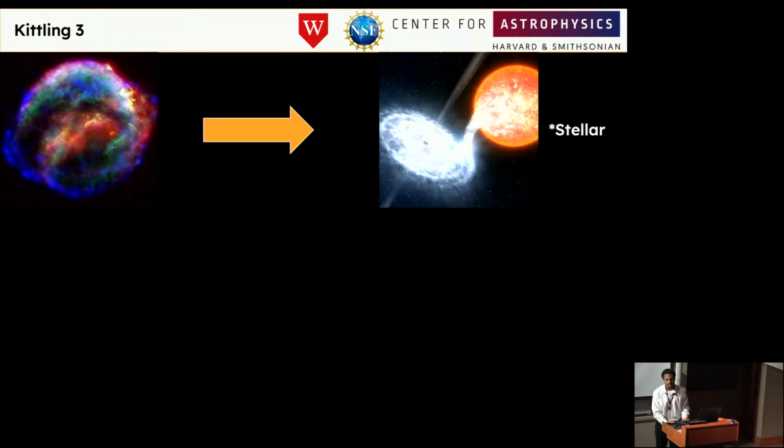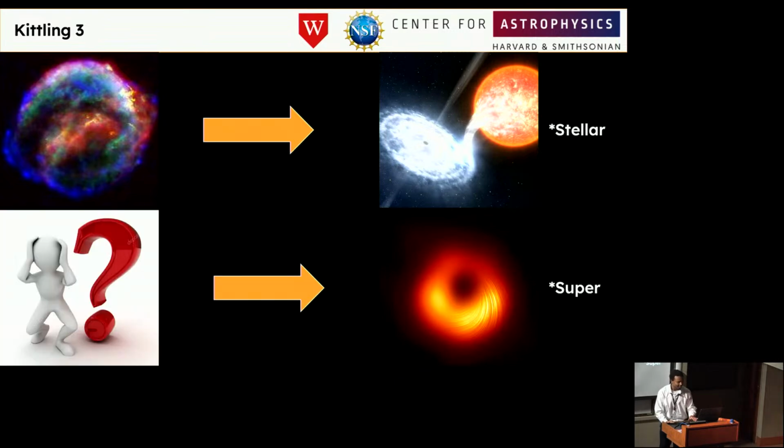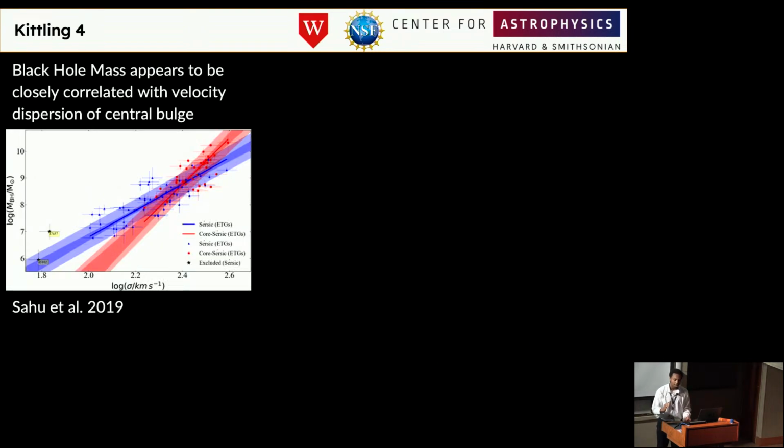But there's also another class of black holes called supermassive black holes that reside in the center of most galaxies. And when we try to find out where exactly they came from or how they form, it's a little bit of a mystery there. We don't really know a lot. However, there's this handy-dandy relation that we discovered empirically that relates the black hole mass of the supermassive black hole with the velocity dispersion of the bulge of the galaxy.